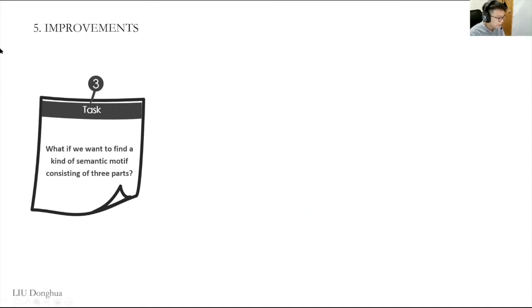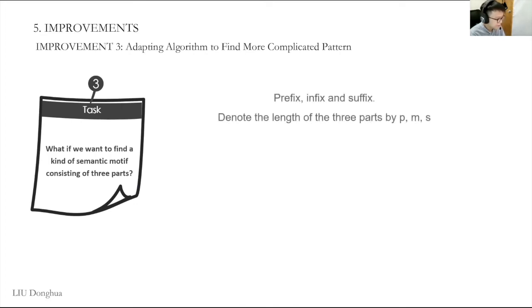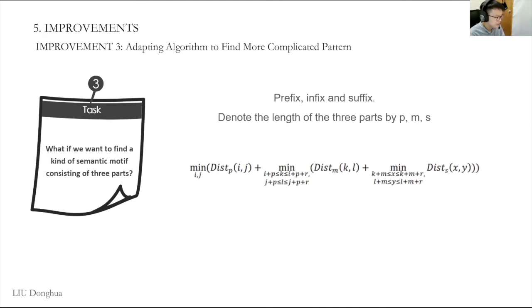Hello everyone, I'm Liu Donghua and I will continue to introduce the improvement part and the corresponding experiment for our project. Up to now, we only discussed the semantic motifs that have a similar prefix and suffix. What if we want to find a kind of semantic motif consisting of 3 parts? That is a prefix, infix, and suffix. By definition, our goal is to find the ij pair to minimize this function. Obviously, searching in this vast space significantly raises the time complexity. Therefore, we propose a feasible way to simplify this problem by using the previous algorithm we have introduced.